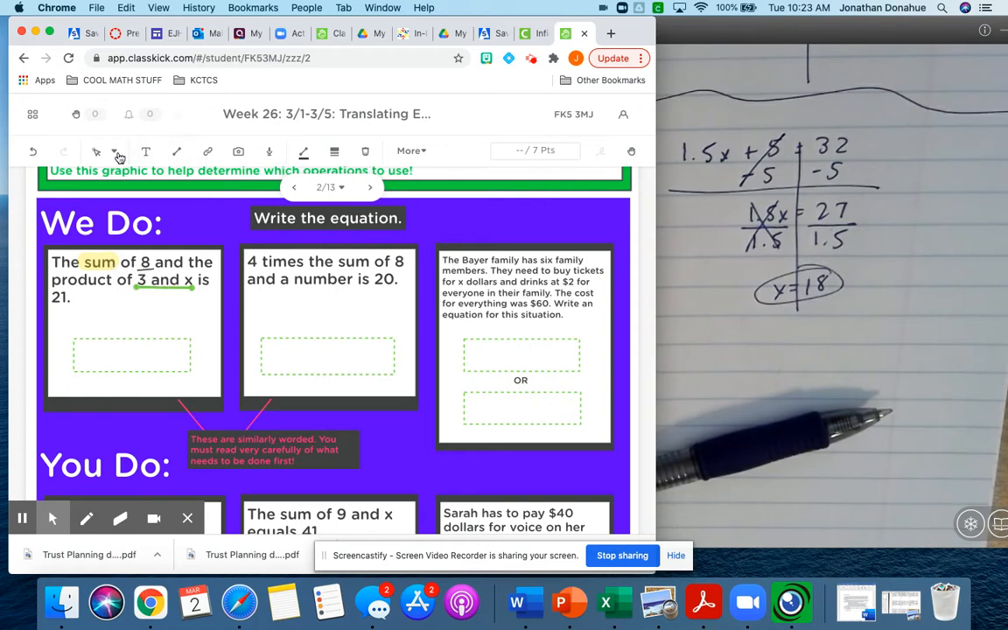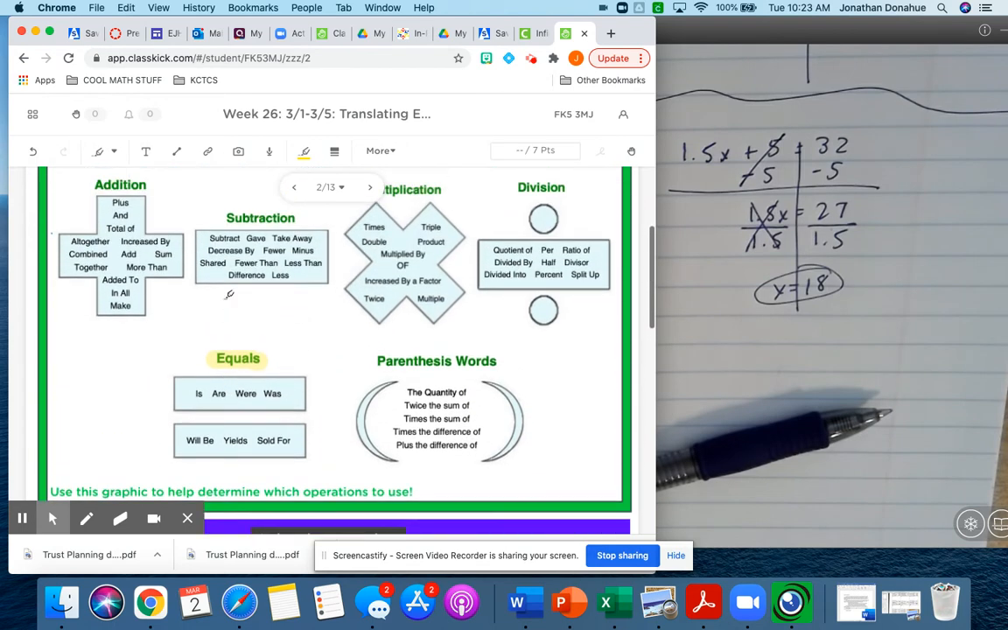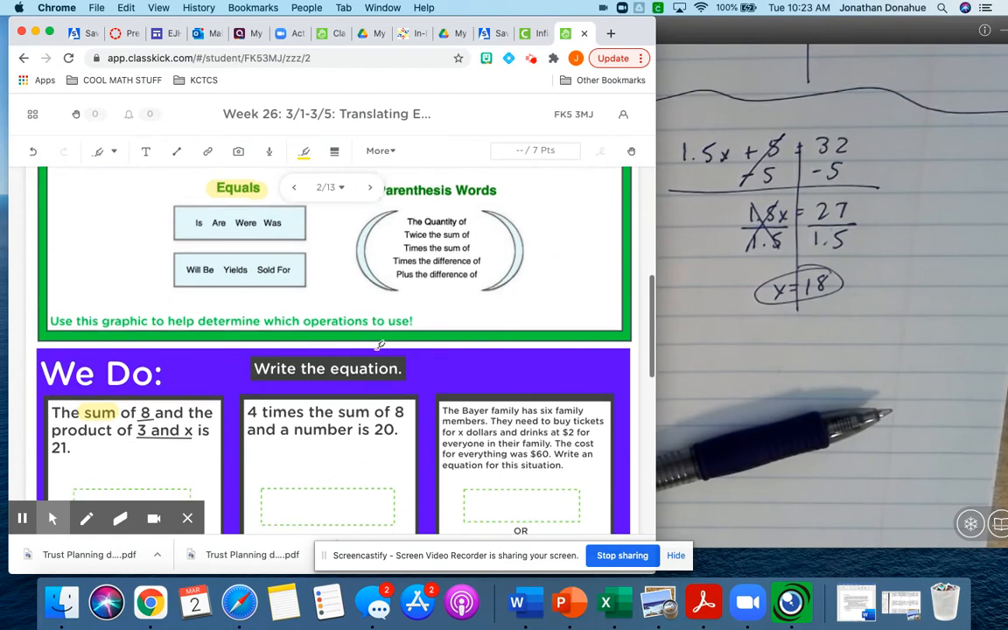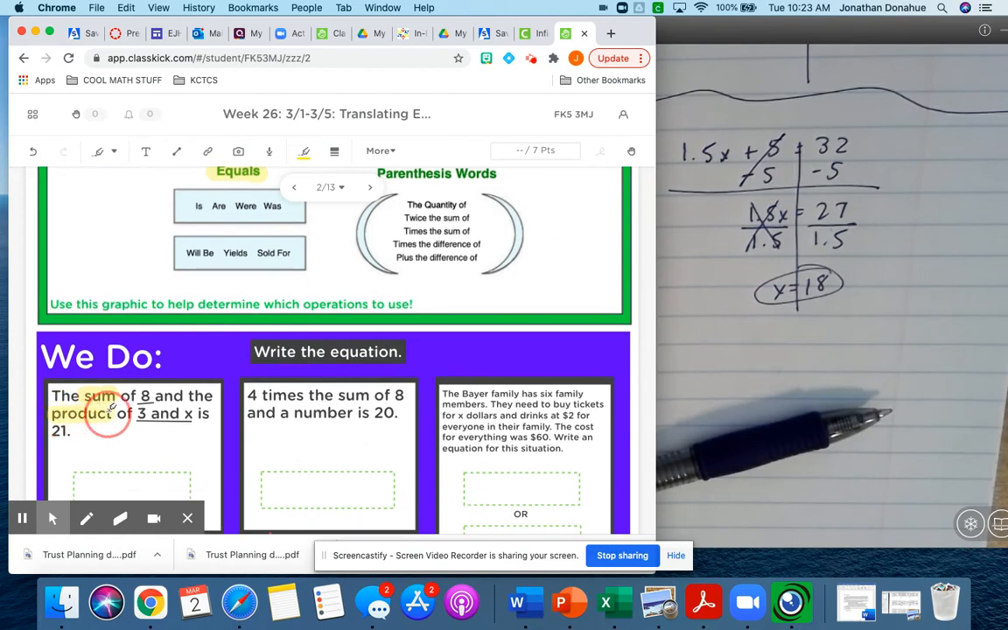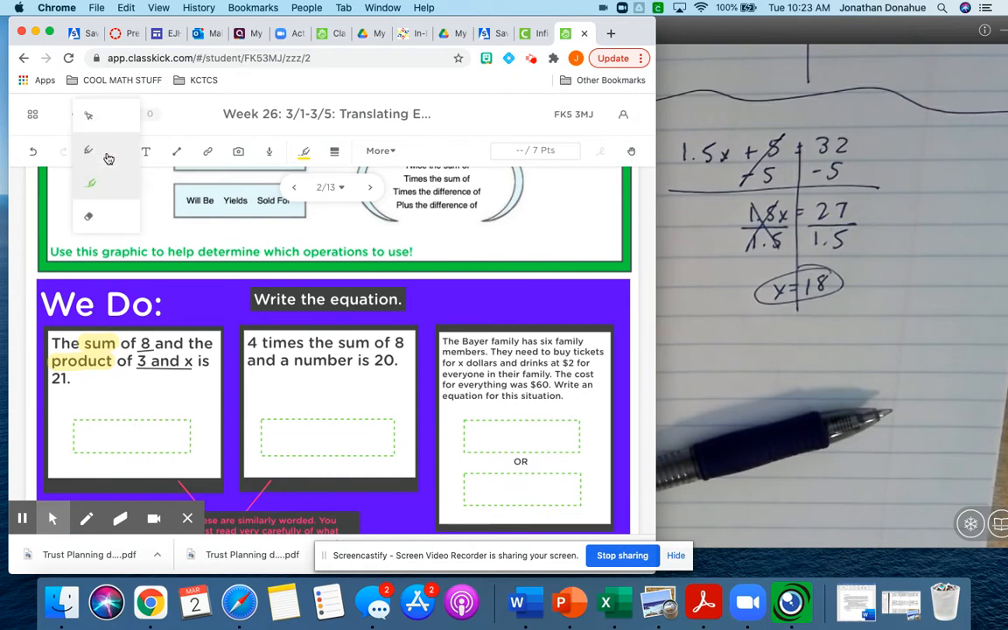So break it down. That means we're going to add 8 and the product. Well, product means what? If you don't know, you can always flip back up and see if you can find it. Product here is multiplication. So there's 2 operations here. It's not as hard as it looks. And then don't forget is equals, and then 21. All right, so we need 8 plus the product of 3 and x is 21. So not bad, not bad.